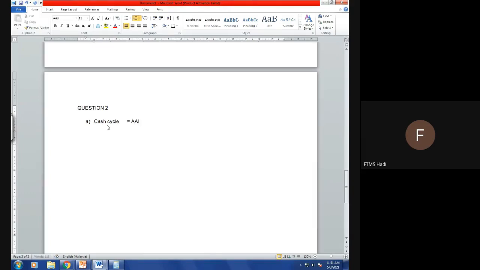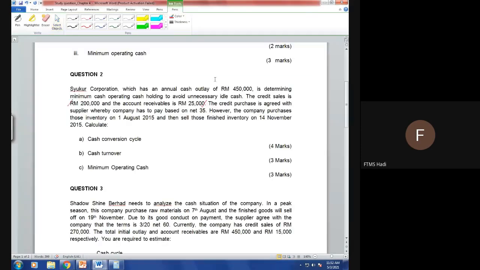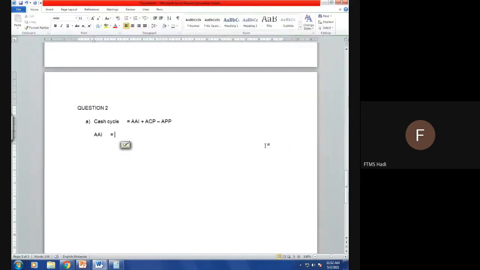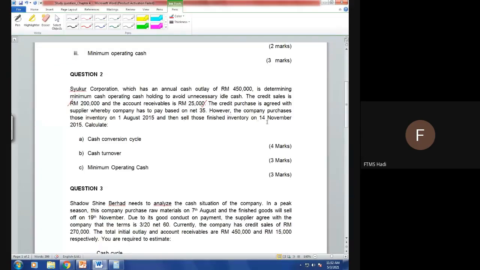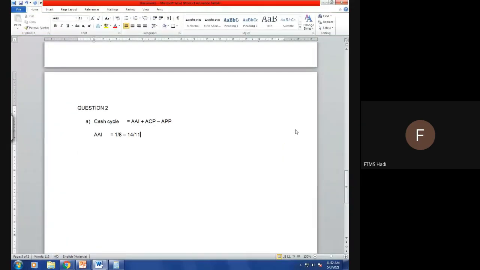Cash cycle CC is equal to AAI plus ACP minus APP. Okay, so for AAI, the date is from what? 1st August 2015, until 14 November. Okay, let's calculate from the month of August.